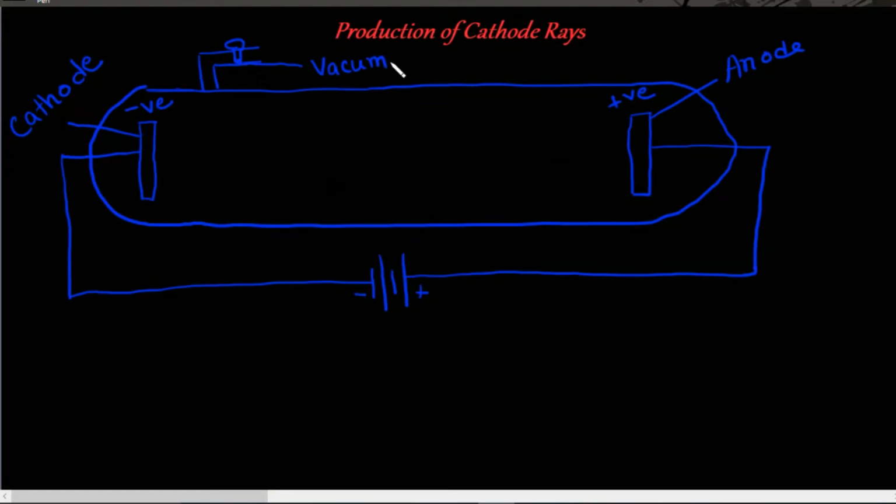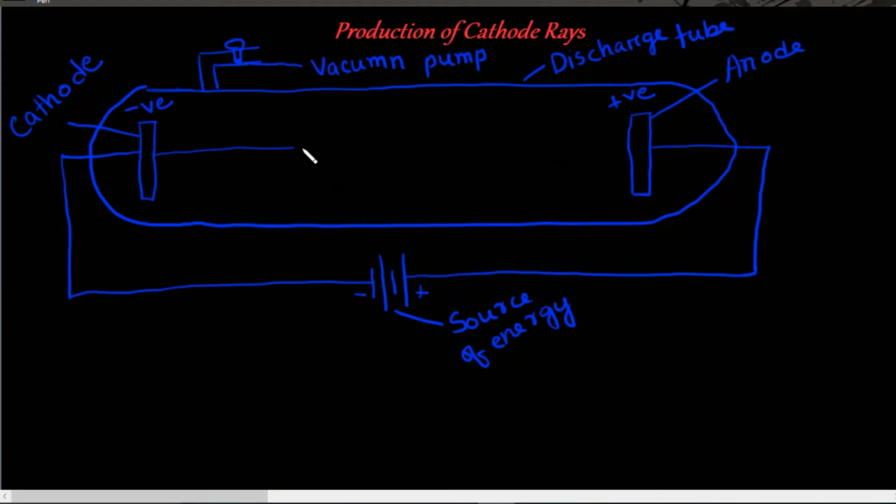So here the electrode connected to the negative terminal of the battery is the cathode. The electrode connected to the positive terminal of the battery is the anode. There is a vacuum pump to regulate the pressure inside the discharge tube, and we have the source of energy. Here, the anode is positively charged and the cathode is negatively charged. So we can see that rays are emerging out from the cathode and are moving towards the anode.